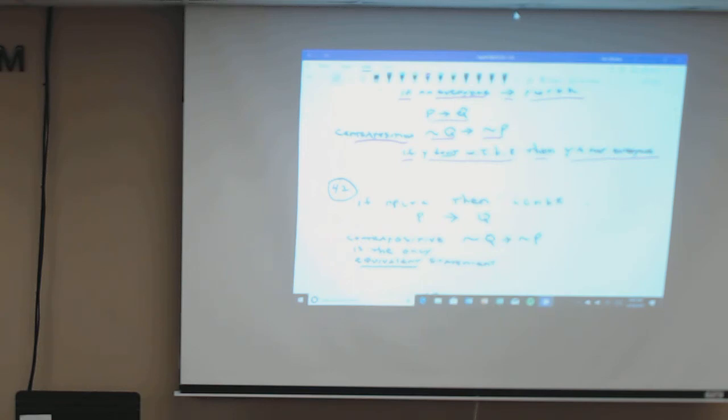Number 42. The statement, if it can be recycled, place it in this container, is directly transformed into the statement, if it's not placed in this container, then it cannot be recycled. Did you catch that? See that not in there?